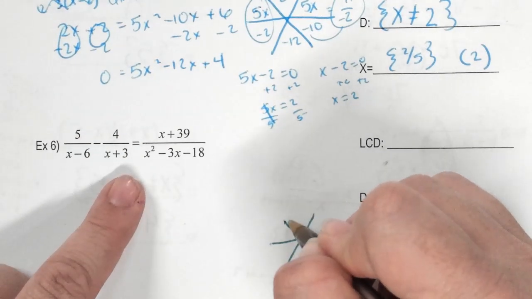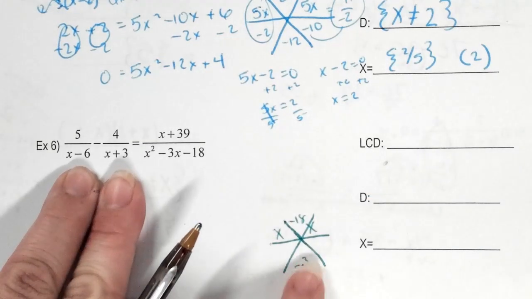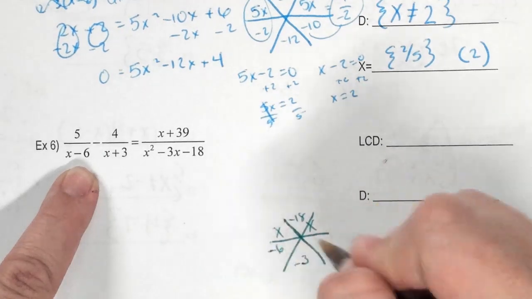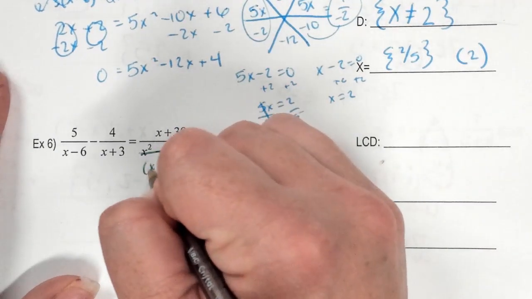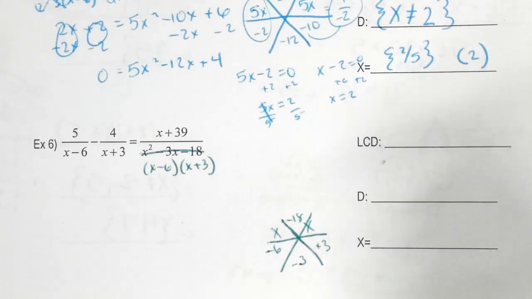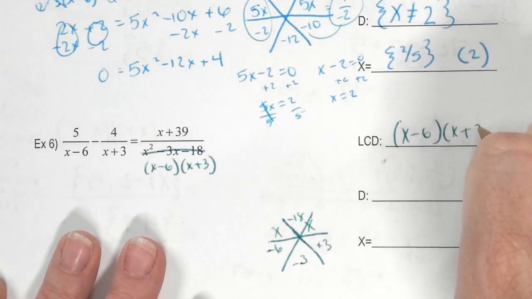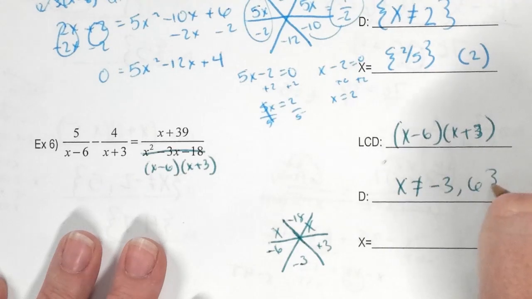So I know that a times c is negative 18, b is negative 3, a is x. Does negative 6 times 3 give me negative 18 and add to negative 6? Yes. Okay, it's just your factors over here. So knowing that, I have x minus 6, x plus 3. Always check it just to be safe. But now, what's my LCD going to be? It's going to be x minus 6, x plus 3. And then x cannot equal negative 3 and positive 6.